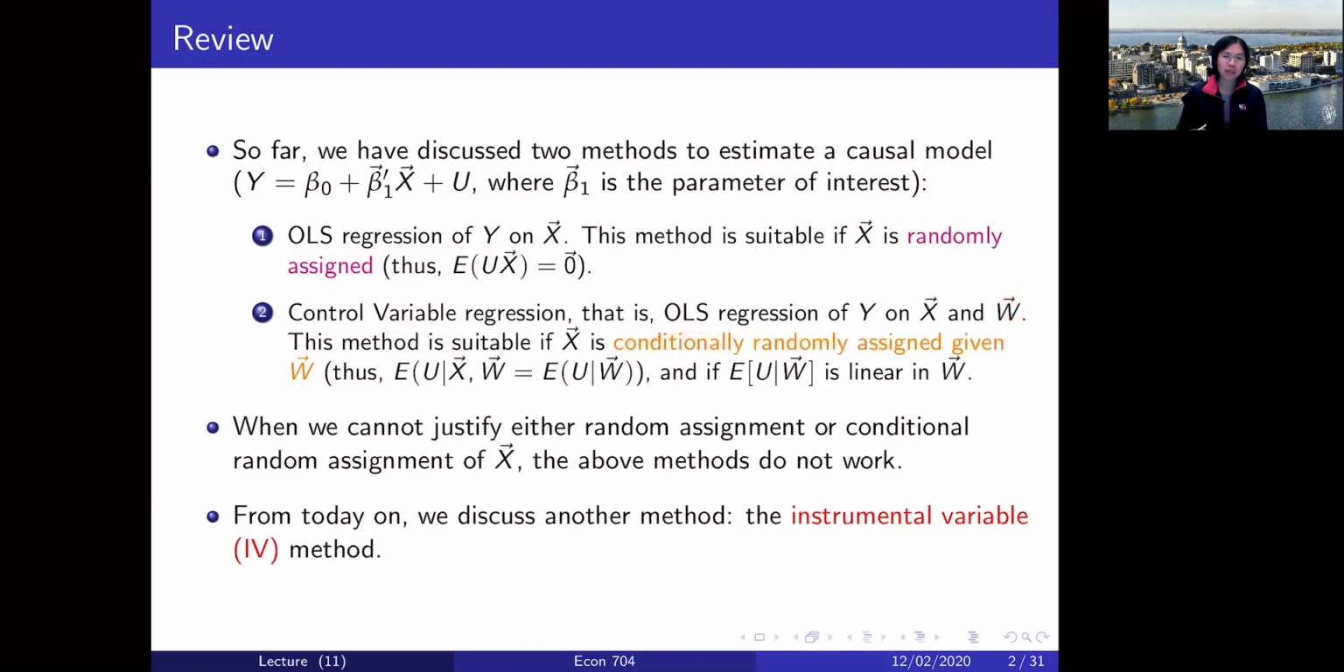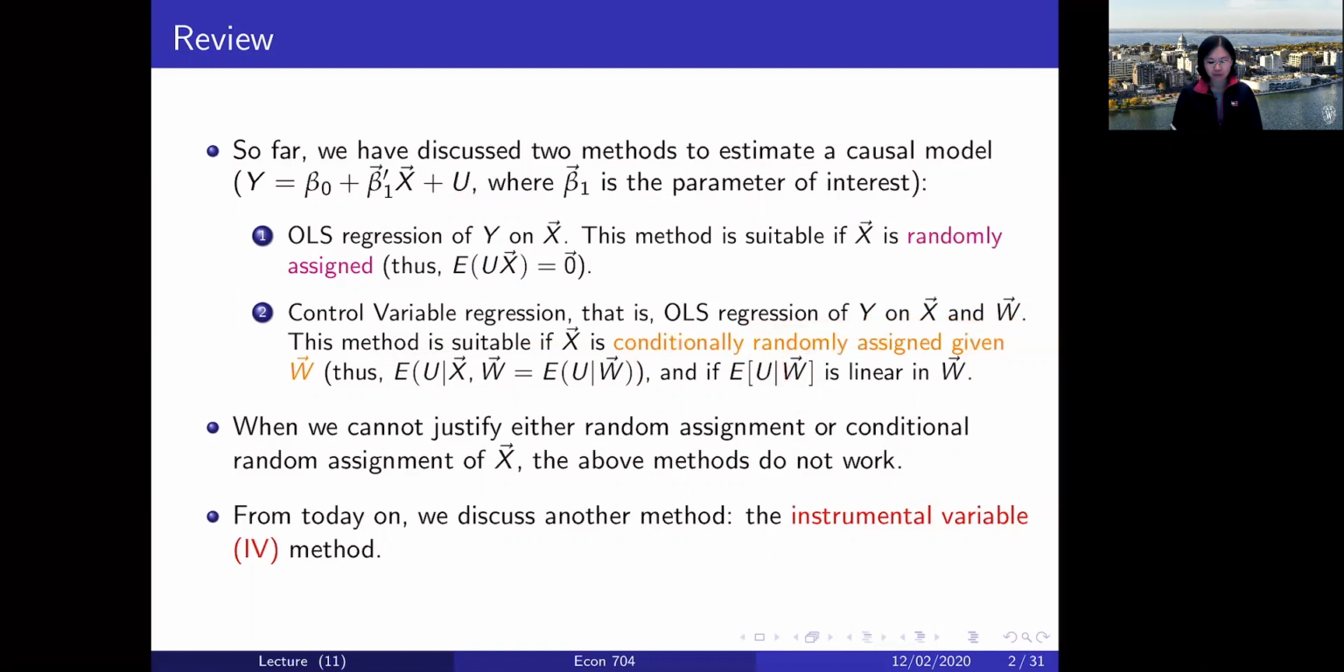And that is suitable when x is conditionally randomly assigned given W and some functional form assumption is satisfied for the error term. And this functional form assumption, we talked about that a couple of times. That is not so crucial because you are free to choose a flexible functional form for this function by adding different nonlinear terms of W to relax it. But the conditional random assignment is key for the control variable approach to work.